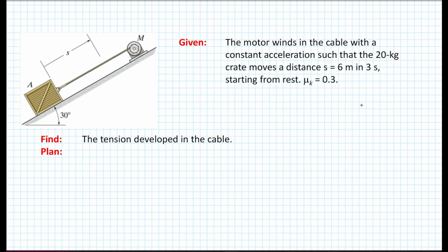Let's take a look at another example. We're given that the motor winds in the cable with a constant acceleration such that the 20 kilogram crate moves a distance s equals 6 meters in 3 seconds, starting from rest. Mu sub k is equal to 0.3. We're told to find the tension developed in the cable.